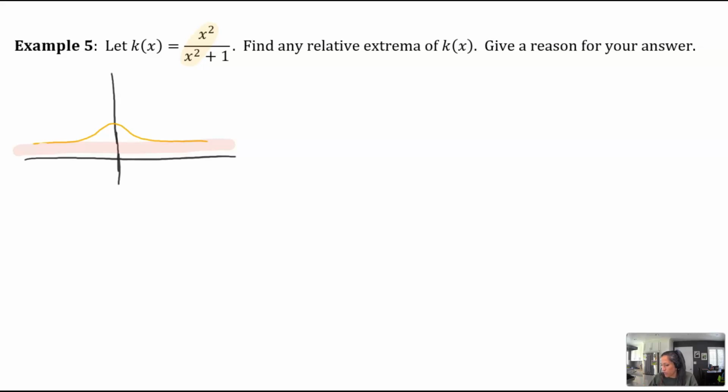Anyways, let's see. I have no idea. We know if we're going to use that first derivative test, we need a first derivative, and annoyingly, they've given us k. So we need to go find k prime. Even more annoyingly, we have a quotient. So quotient rule. Low d high minus high d low all over low low.